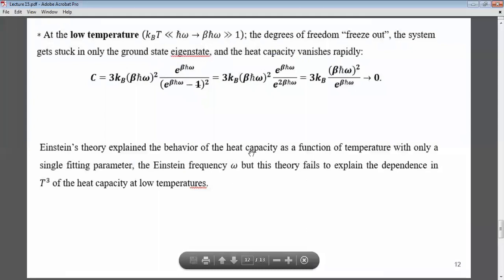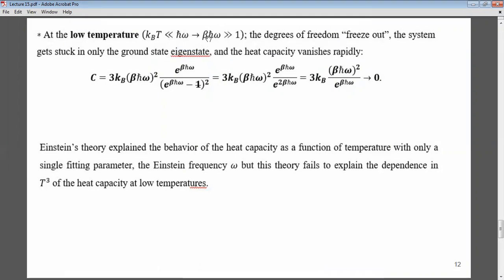Now, what happens at low temperatures? We go back here. This is my C at any temperature: 3 kB (beta h bar omega) squared e to the beta h bar omega over (e to the beta h bar omega minus 1) all squared. At low temperatures, beta h bar omega is much bigger than 1. The degrees of freedom freeze out, the system gets stuck in only the ground state, which is the eigenstate, and the heat capacity vanishes rapidly.